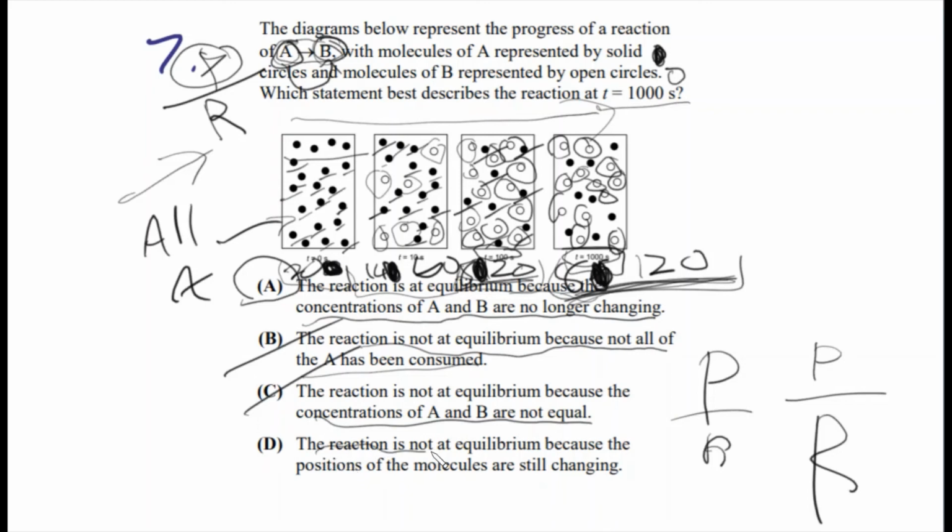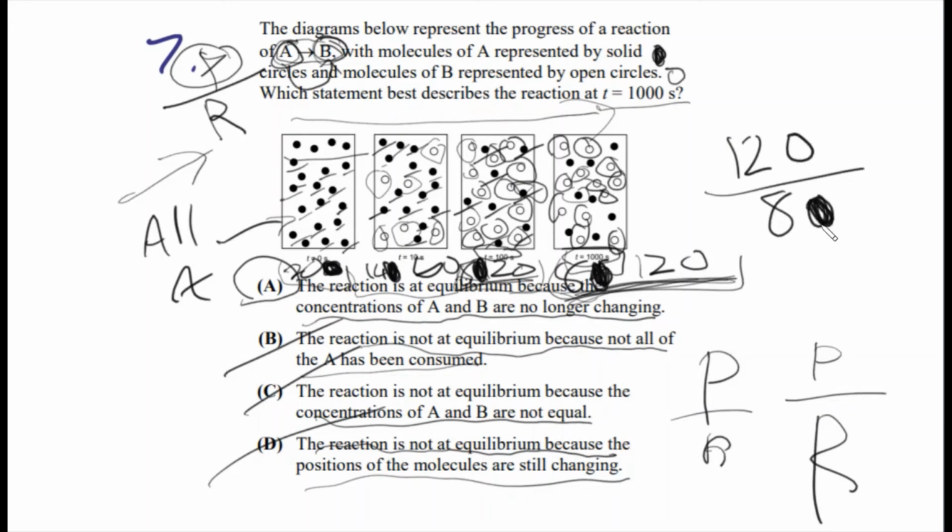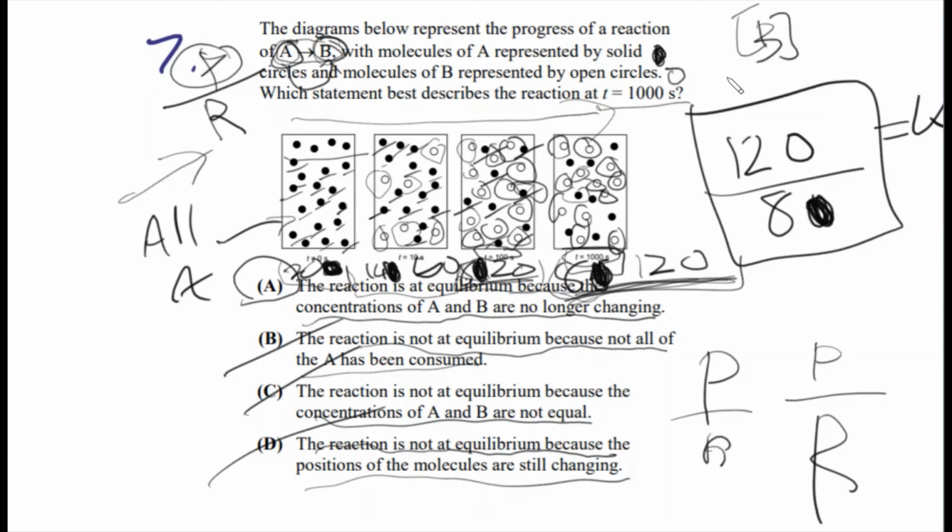What about D? The reaction is not at equilibrium because the position of the molecules are still changing. This is wrong because equilibrium has nothing to do with the position of molecules. Just because something moves around doesn't mean that it disappears. It's still there. Even though this black circle went over here, the ratio between products and reactants is still the same. So there's still 12 open circles for every 8 shaded circles, and this seems like the equilibrium constant if you just divided it. The equilibrium constant for this reaction is B over A, and B are the open circles, so B over A would be your equilibrium constant. So it seems like A is our answer, and let's move on.